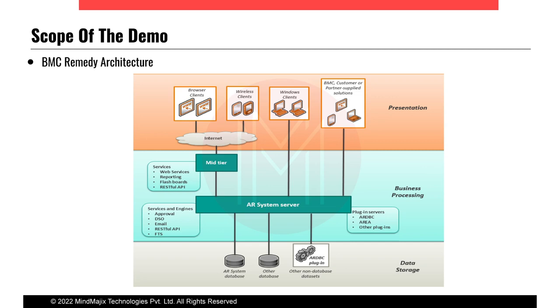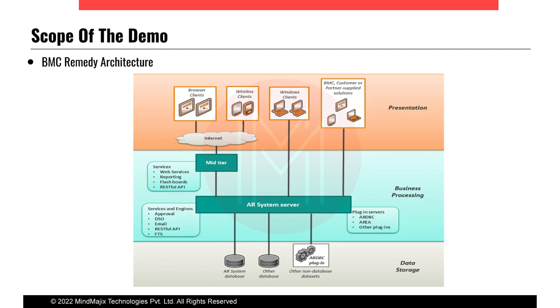This is the one that has different components like approval, DSO, email, RESTful API, FTS, etc. Each process will do its own task, and it will do all the processing, all the validations, permission models, and access controls. Everything will be done in this business processing layer using the component called the AR System server. It is nothing but the Remedy platform.